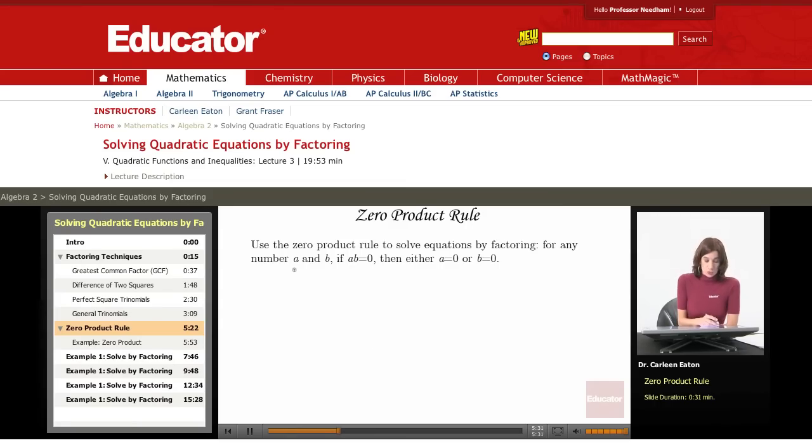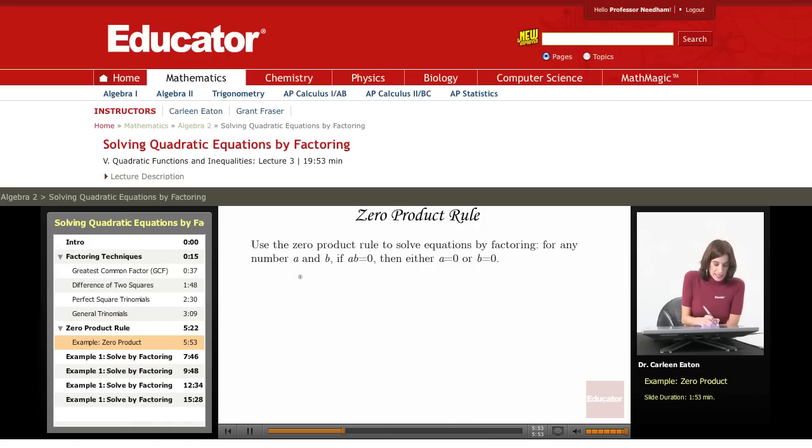And what the zero product rule says is that for any numbers a and b, if ab is 0, then either a is 0 or b is 0. Because if a equals 0, then you'd get 0 times b, and that would work as a solution. If b is 0, then 0 times a would give you 0, and that is also a solution.